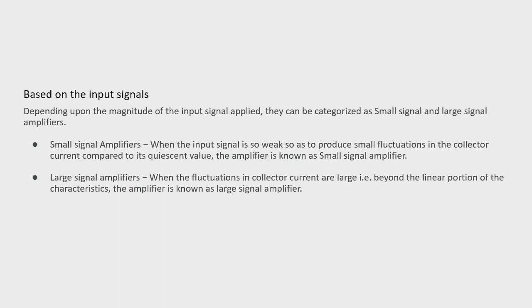Depending upon the magnitude of the input signal applied, they can be categorized as small signal as well as large signal amplifiers. For small signal amplifiers, the input signal is so weak that it produces only a small fluctuation in the collector current compared to the quiescent value. And for large signal amplifiers, the fluctuations in the collector current are large, that is beyond the linear portion of the characteristics.